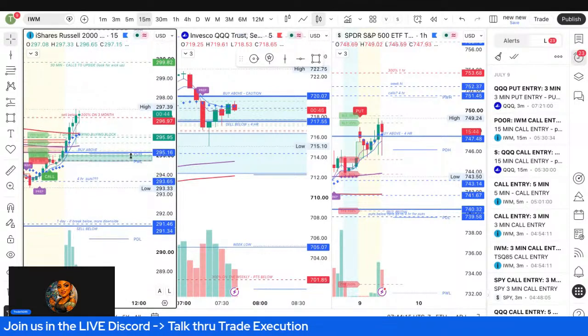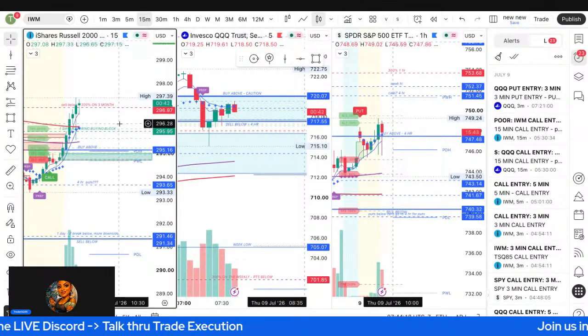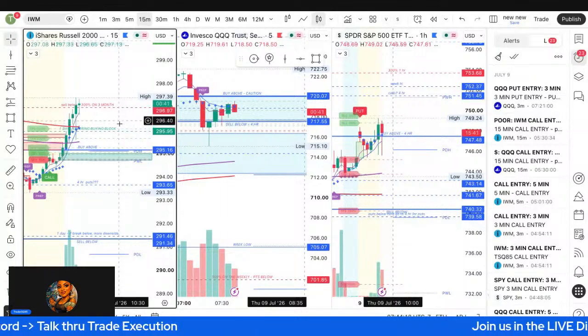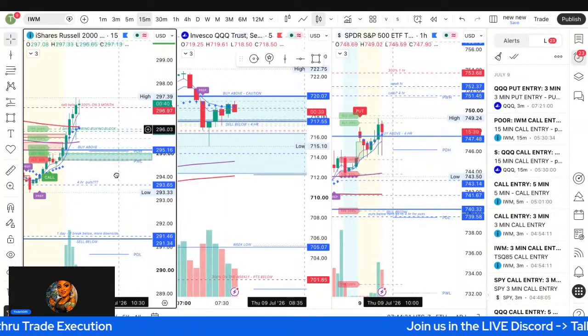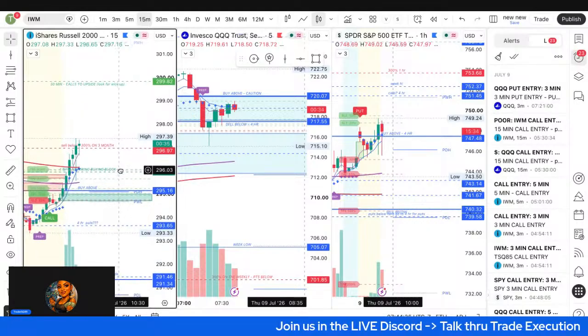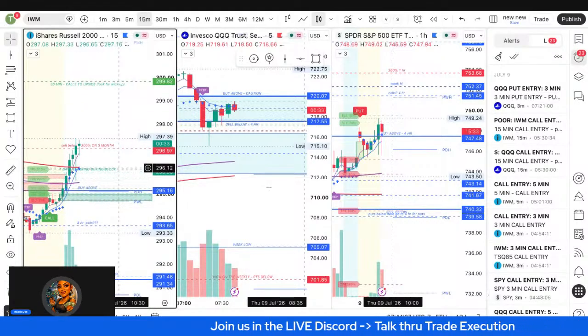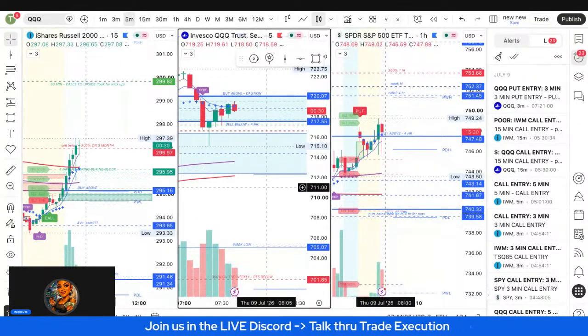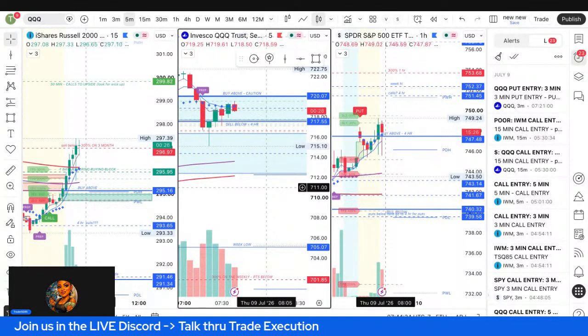Falls to the upside from the market. Satisfied. We saw the same thing too with QQQ. Ooh, QQQ is failing to. Nope, let's see what happens in the 30 seconds.